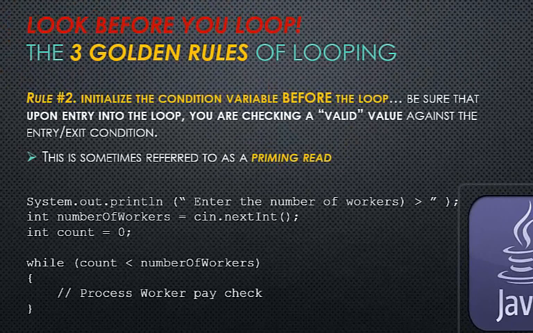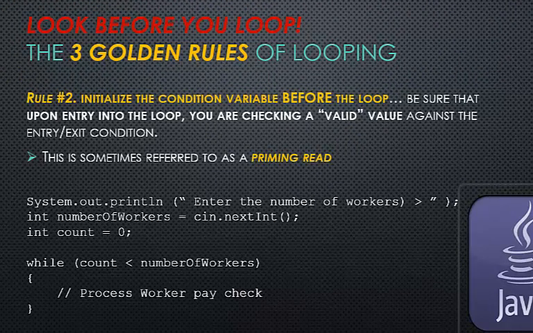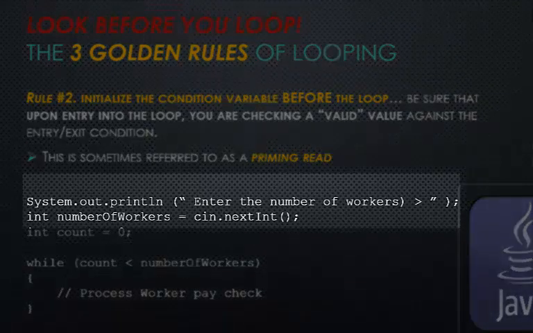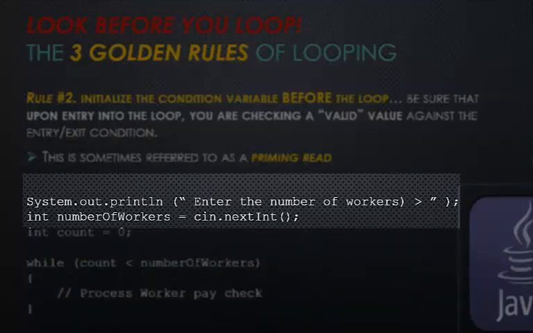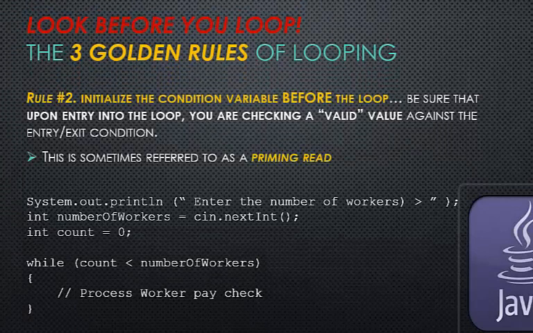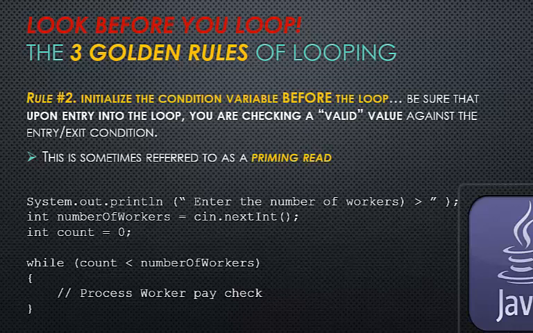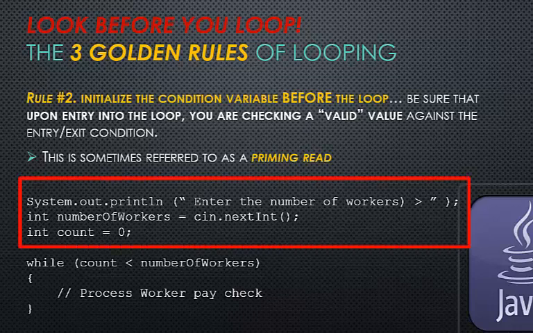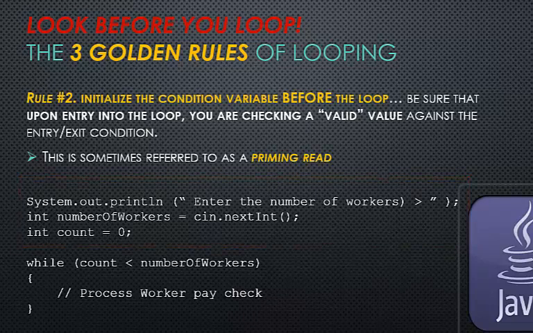Here is our process paycheck programming problem again. We see a System.out.println that asks the accounting clerk to enter the number of workers. We read that value in to variable numberOfWorkers, and we initially set the count for the number of processed employees to 0. That's a priming read, or initialization. We're setting the value of count to a known value of 0 and the number of workers to an input value before we reach the while loop.